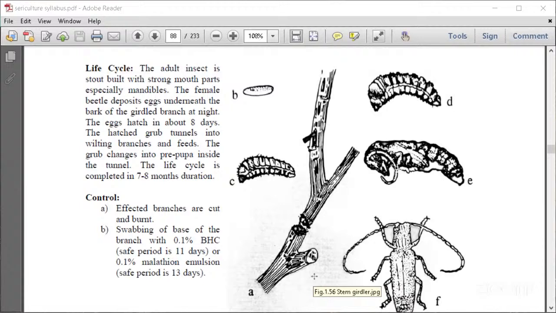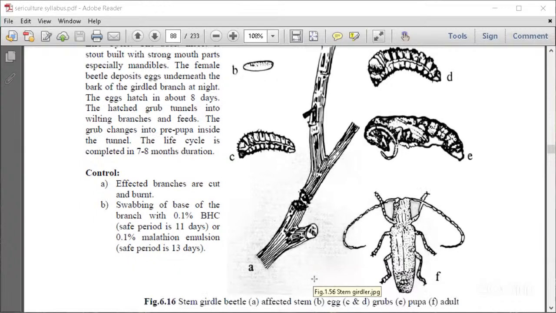This is affected. The affected branches are cut and burned. Swabbing of base of branch with 0.1 percentage of BHC. The safe period is 11 days, or 0.1 percentage of malathion emulsion. Safe period is about 13 days.